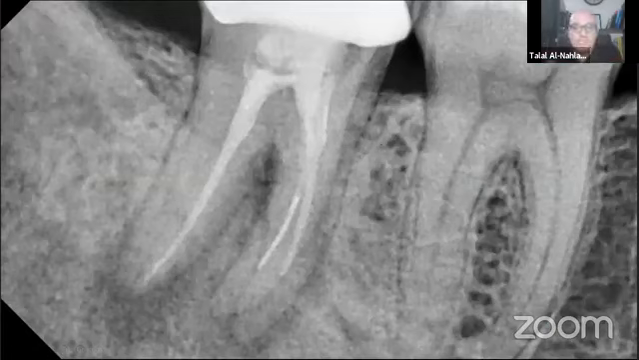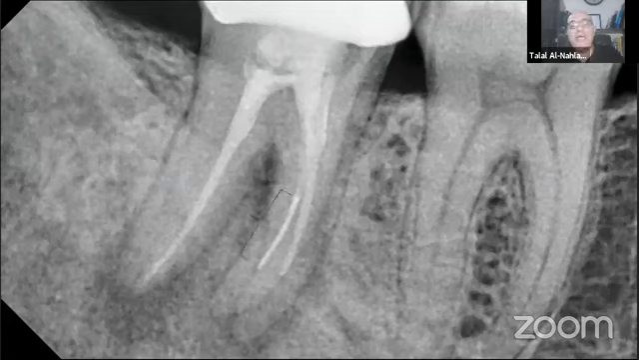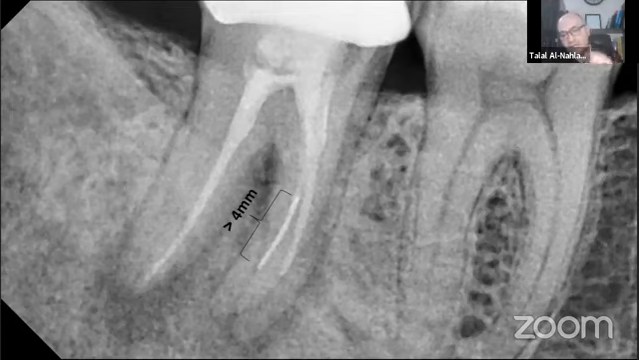I will end with this clinical case. It was referred to me, we have a broken file in a lower second molar. I always keep measuring the file in terms of selecting the proper way of removing. We have 4 millimeters, more than 4 millimeters. I have 2% taper almost on the broken file. And in the distal, we can see that the distal obturation is not well centered. So we may expect that we have additional anatomy in the distal.